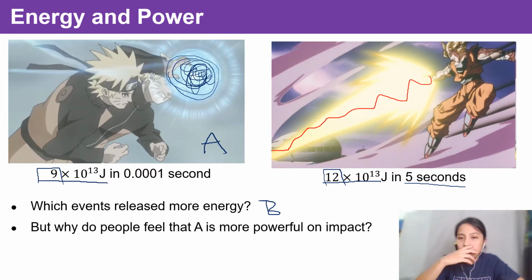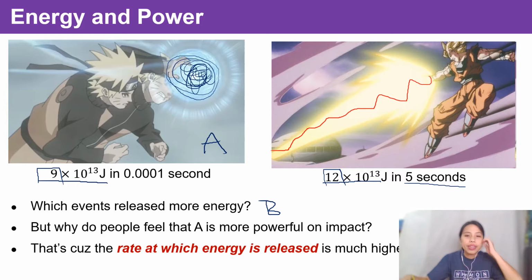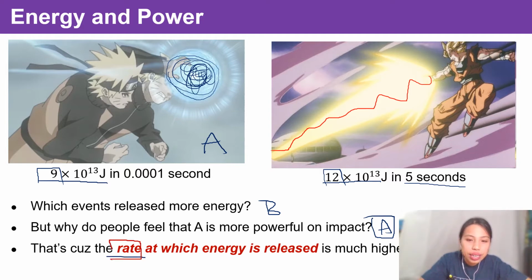But then people complain, this is hypothetical. People say, well, why does it feel like A is more powerful upon impact? It's like it's got more power. But why? How do we make sense of that? It's something to do with the time in which that energy is released. They both have kind of the same energy, but what's different is the time in which that amount of energy is released. So actually, A is more powerful on impact. That's correct. That's what people feel. And that's because the rate at which energy is released is much higher.